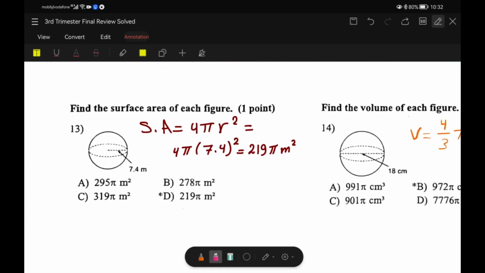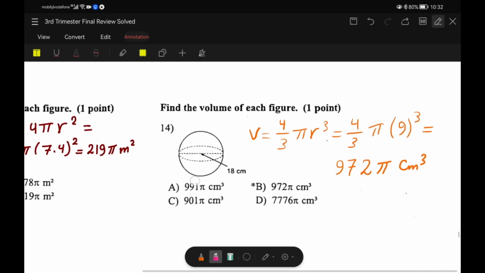Find the surface area of each figure. This is a sphere. To find the surface area of any sphere, we use the rule 4 pi r squared. So this is 4 times pi times the radius squared, which is 7.4 to the power 2, equals 219 square meters, because it's surface area. Any length will be in meters or centimeters or something like that. I mean only one length unit.